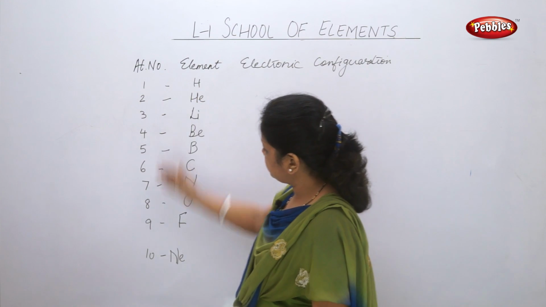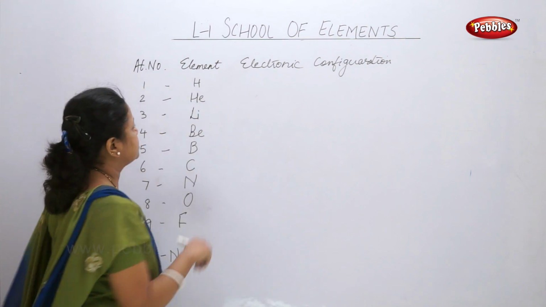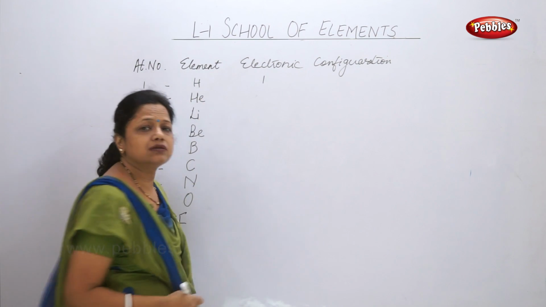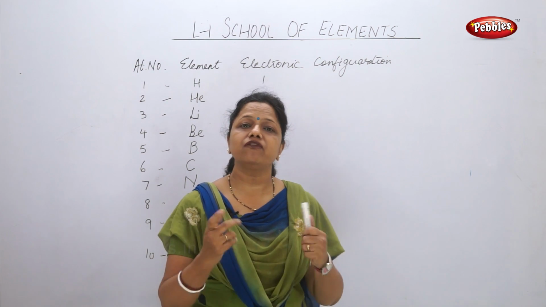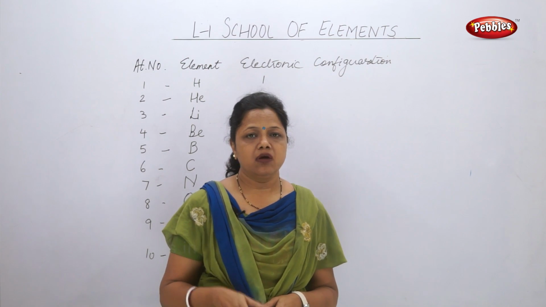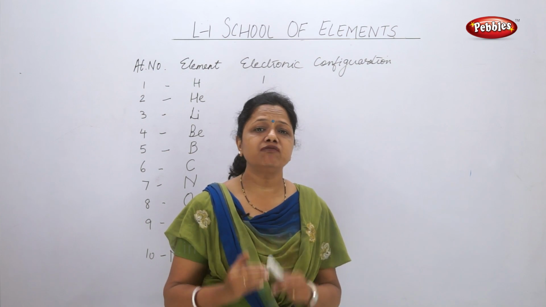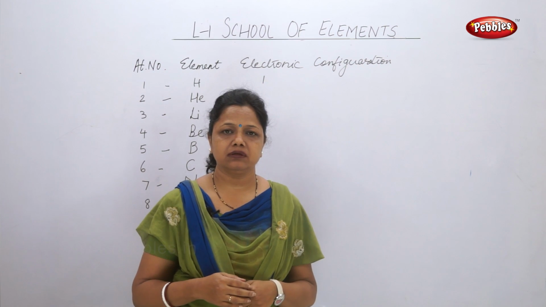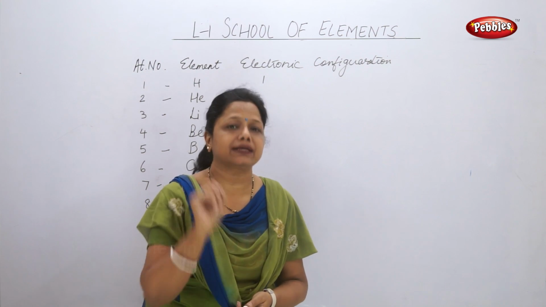Now I know the atomic numbers, I know the element name. Now how is the electronic configuration? If atomic number is 1, electronic configuration only is 1. What is electronic configuration? Electronic configuration is the way how the electrons are distributed in the shells or the orbits. First shell can have maximum 2. Second shell can have maximum 8 electrons. Third shell can have 18 electrons. Fourth shell can have 32 electrons. I am talking about maximum.